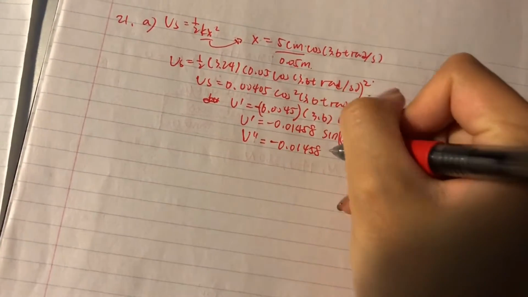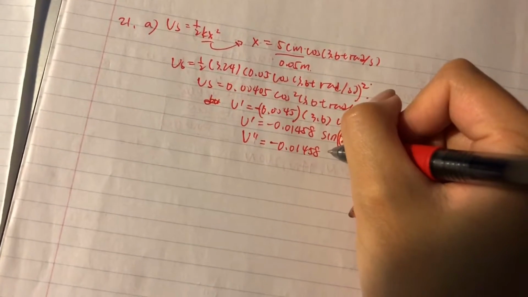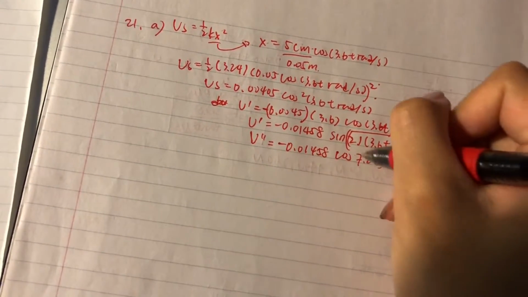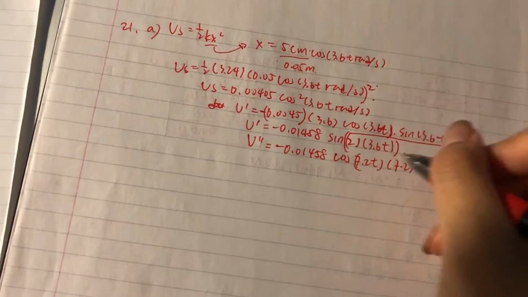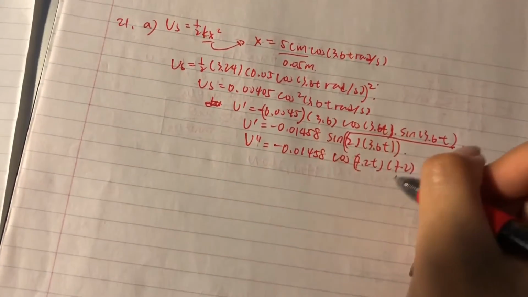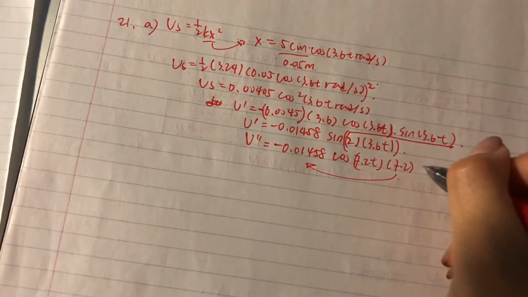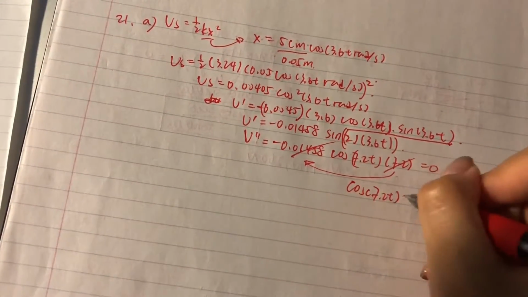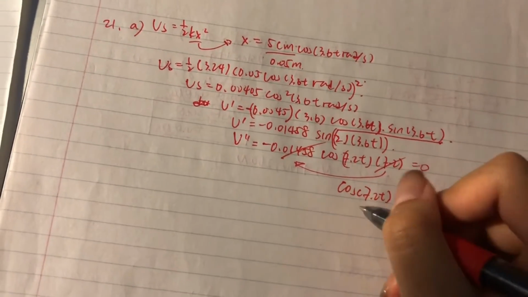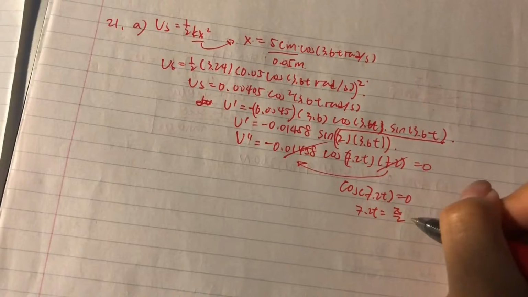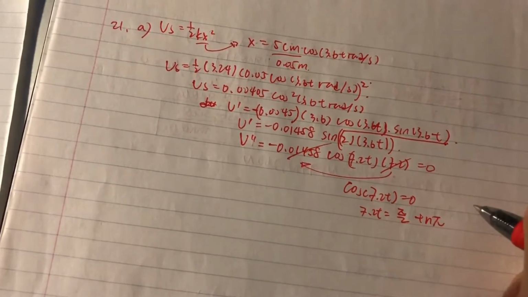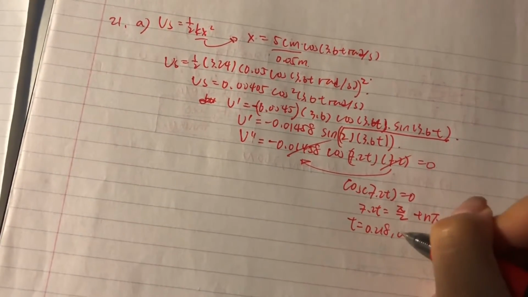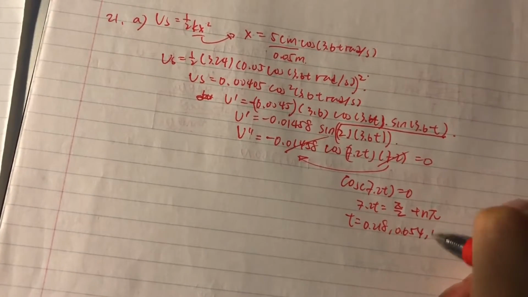Then we take a second derivative of the potential energy, which we find as negative 0.1458 times cosine 7.2t, and then by the chain rule times 7.2. We set it equal to 0 to find the maximum rate of change of potential energy. Then we drop all the constants, so we can just say cosine 7.2t equals 0, and then we find all the t's using the calculator.